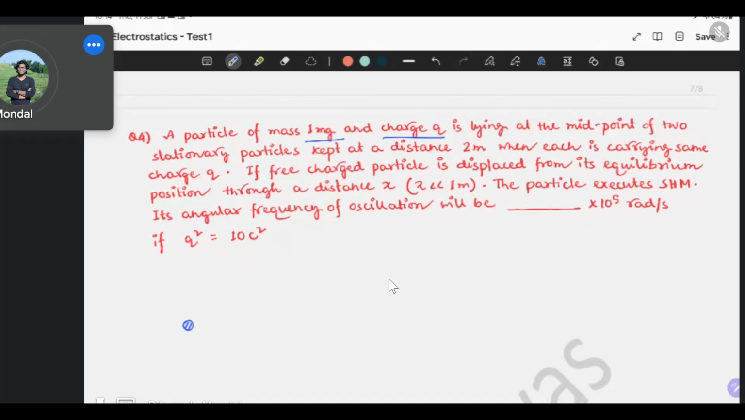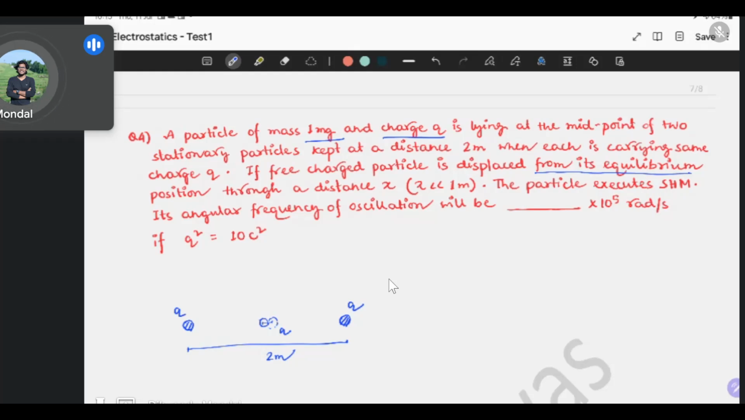So these are two stationary particles kept 2 meters apart, and there is one particle of mass 1 milligram in the middle. Now, when each is carrying the same charge q, if the free charged particle is displaced from its equilibrium position through a distance x, the particle executes SHM.